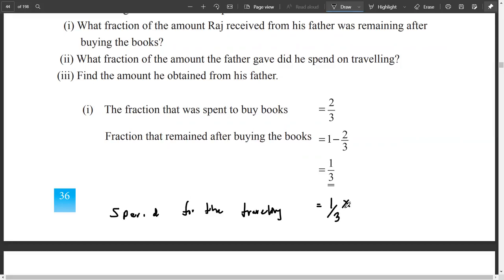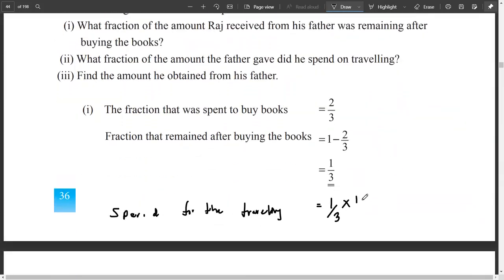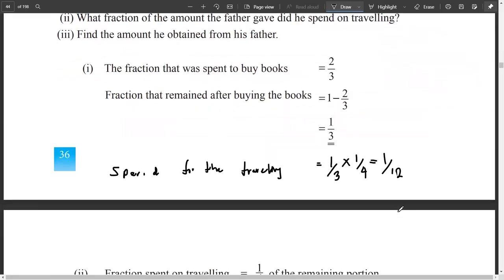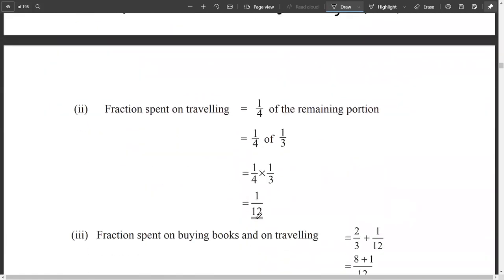When we are saying from that one, you have to multiply the next fraction. From that one, another 1/4 were spent for the traveling expenses. So the value you will get is 1/12 spent for traveling expenses. The fraction is 1/12. Okay, then here is the answer.